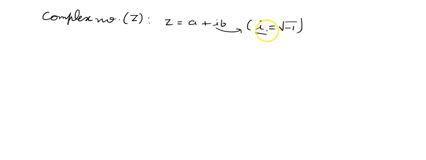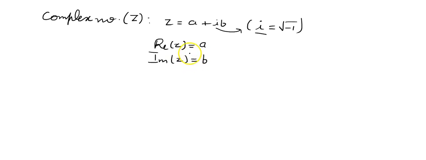So this is an imaginary number, and there are two parts of this complex number. One is called the real part. The real part of the complex number is A, and the imaginary part of this complex number is written as Im Z. So the imaginary part of the complex number is given by B. The real part is A and the imaginary part is B.